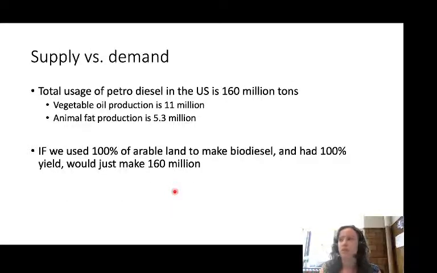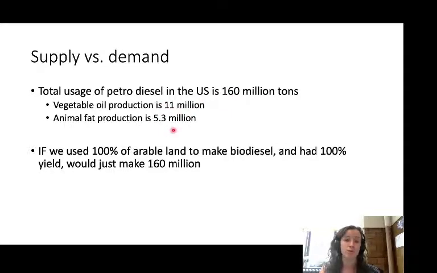But how feasible is biodiesel, right? Great idea, but is it feasible? Well, the answer is maybe. We probably can't do a total conversion to biodiesel over petrol. The US uses a butt ton of petrol diesel. We really don't make that much vegetable oil.